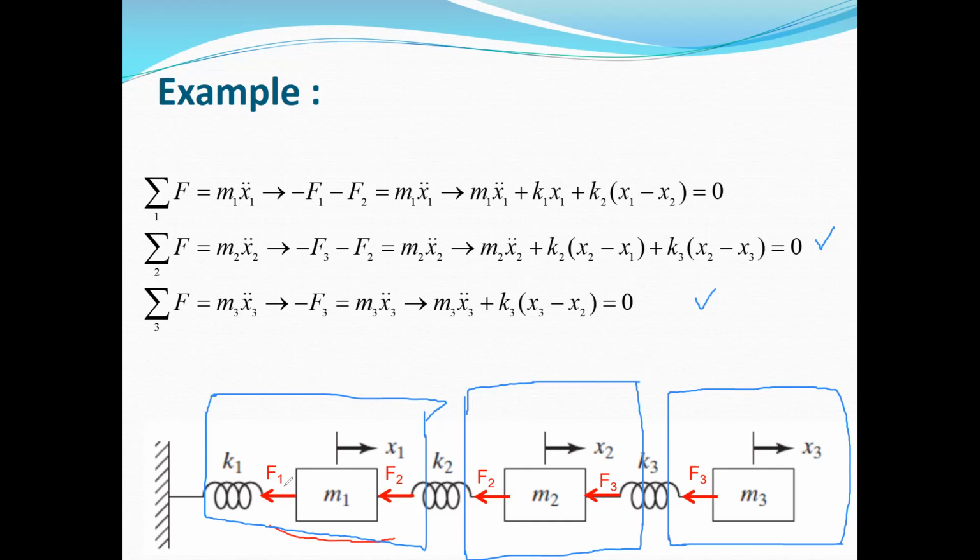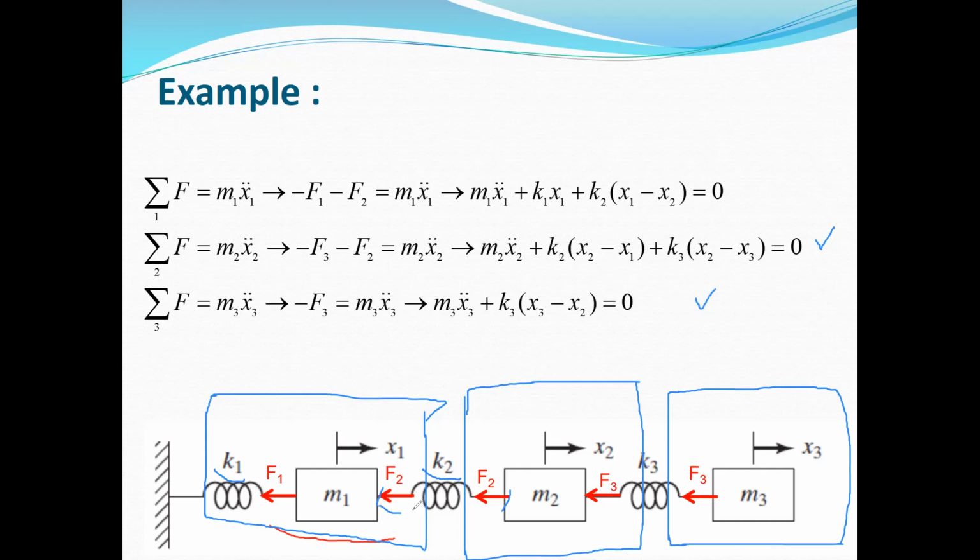F1 is the force in the spring K1 and F2 is the force in the spring K2. The spring K2 has two movable edges. One edge moves by X1 and the other edge moves by X2. So the force in the spring K2 is equal to K2 times (X1 minus X2) or K2 times (X2 minus X1) according to the direction of the force.